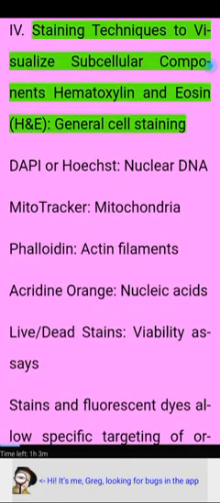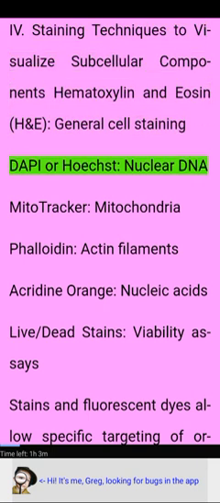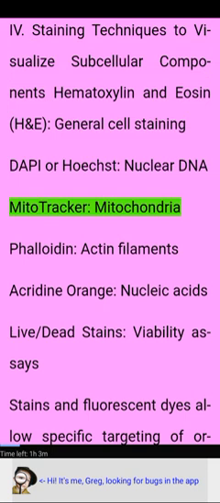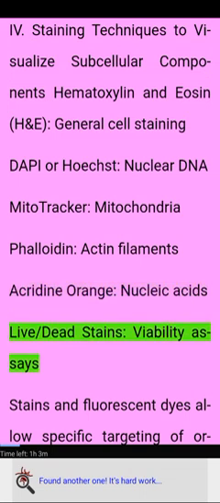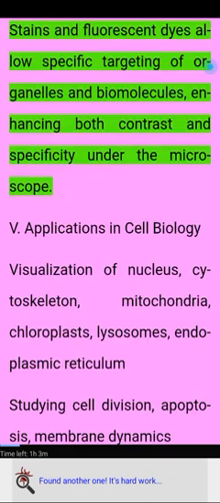4. Staining techniques to visualize subcellular components. Hematoxylin and eosin, H&E, for general cell staining. DAPI or Hoechst, nuclear DNA. MitoTracker, mitochondria. Phalloidin, actin filaments. Acridine orange, nucleic acids. Live/dead stains, viability assays. Fluorescent dyes allow specific targeting of organelles and biomolecules, enhancing both contrast and specificity under the microscope.